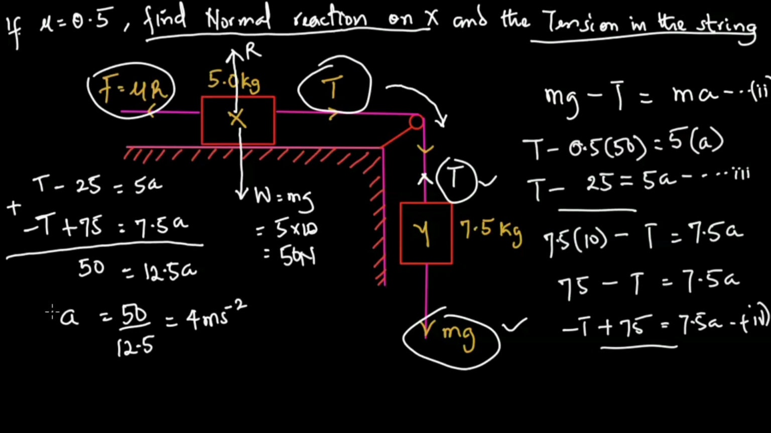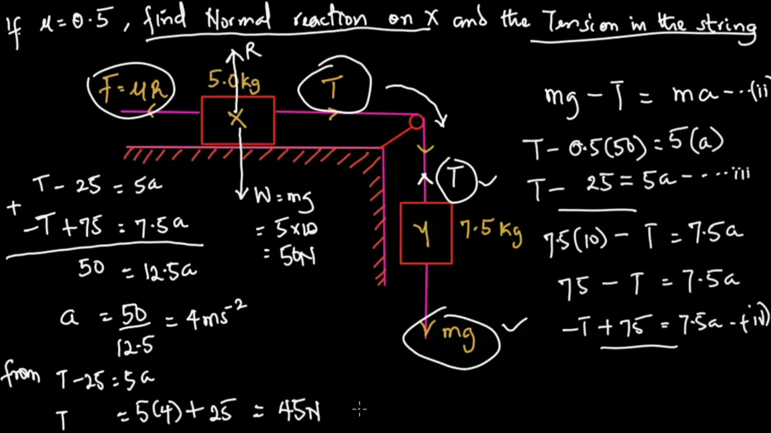Having our acceleration, we can easily calculate our tension from this equation. From T minus 25 equals 5a, T equals 5 times 4, which is a, plus 25. We can calculate this: 5 times 4 is 20, plus 25 gives 45 Newton as our tension.